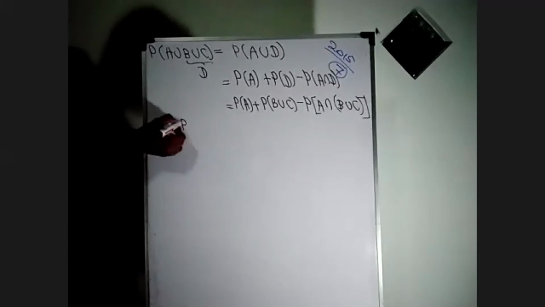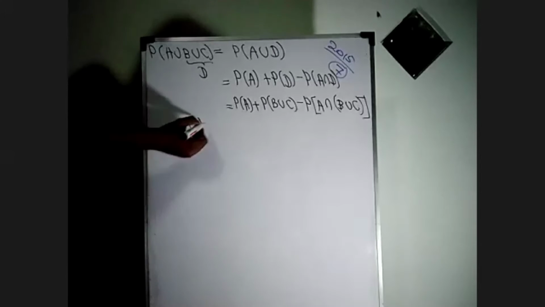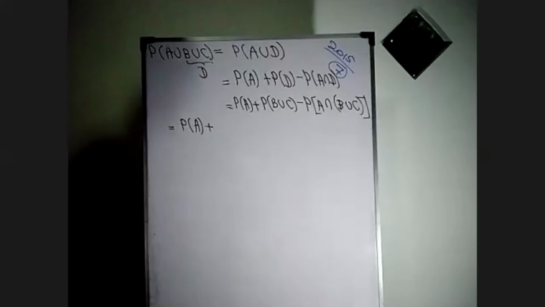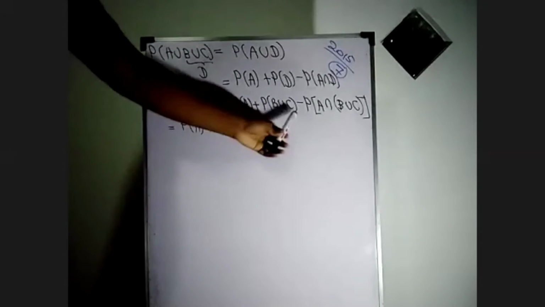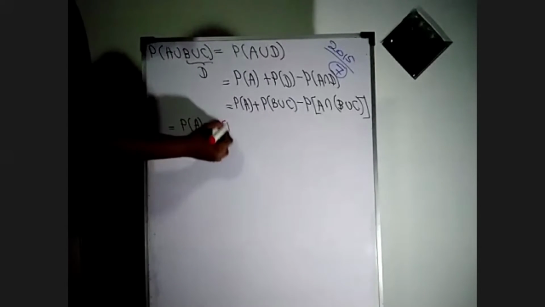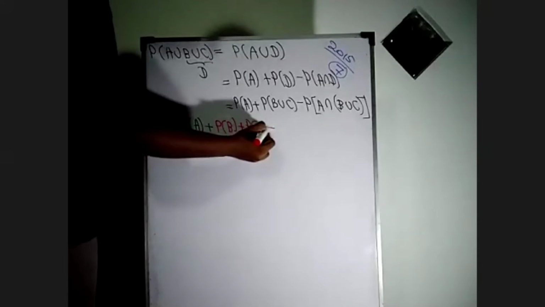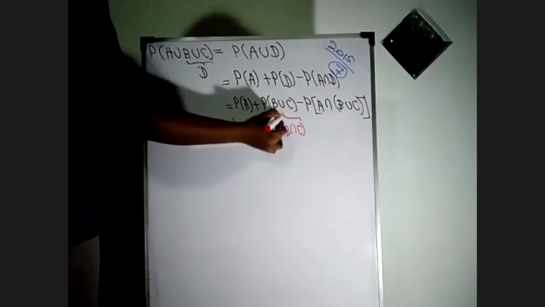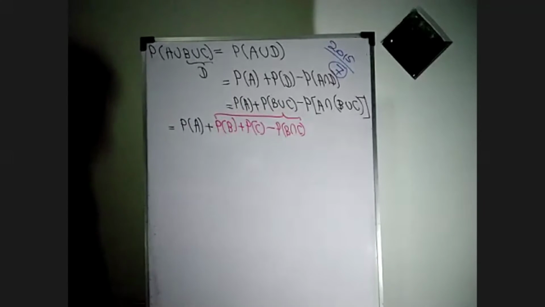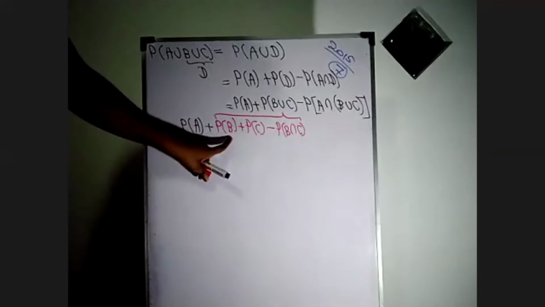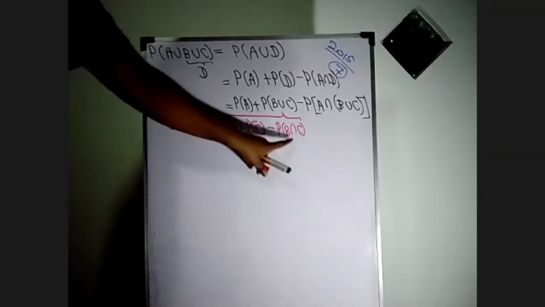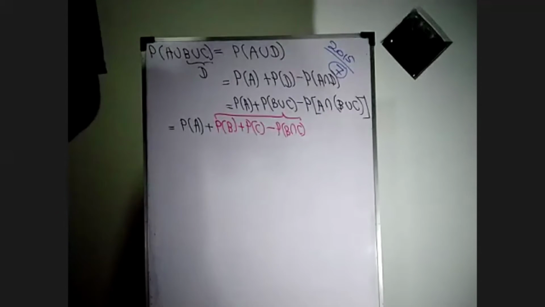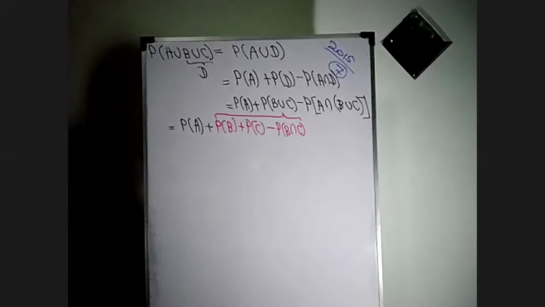Next step, PA already simplified. Now what is this union? For the union, again I can use the second theorem. This is written for B union C. What is B union C? PB plus PC minus B intersect C. Union is first event plus second event minus intersection of the two events. Now here you have to remove the brackets.